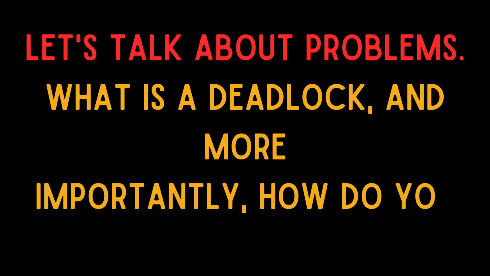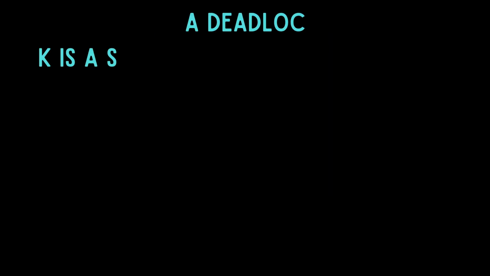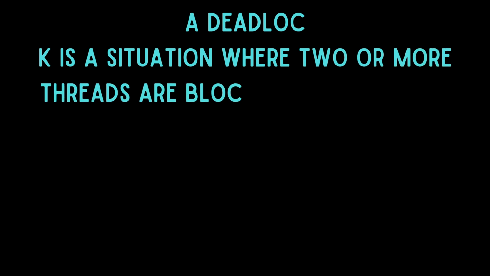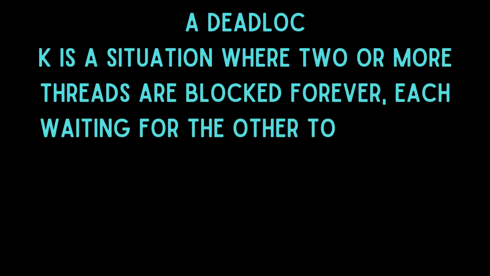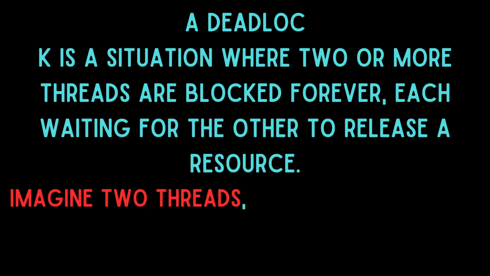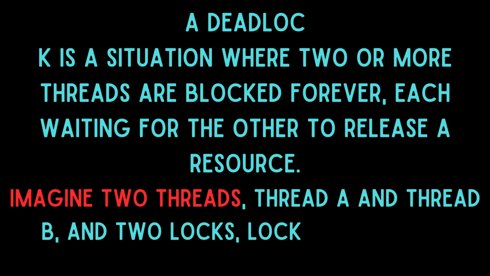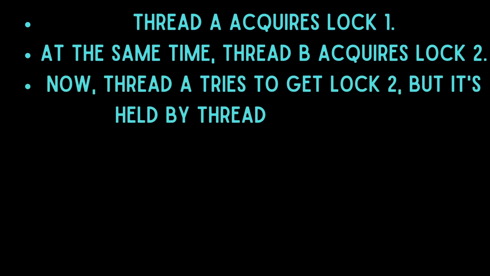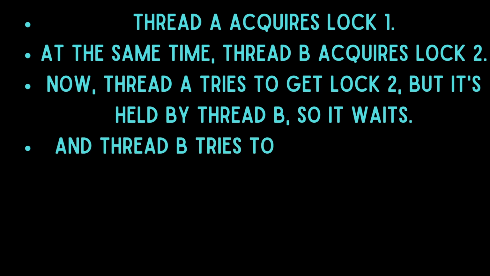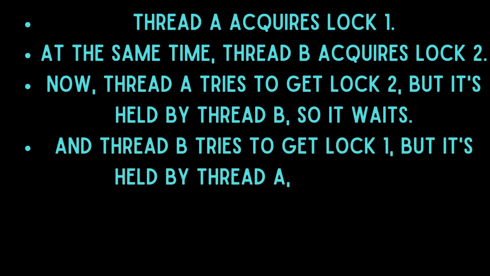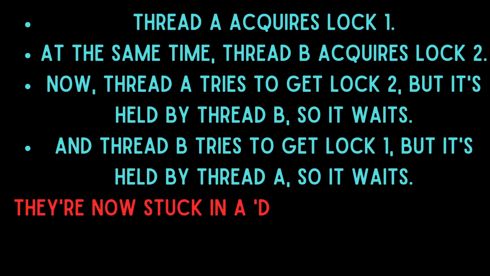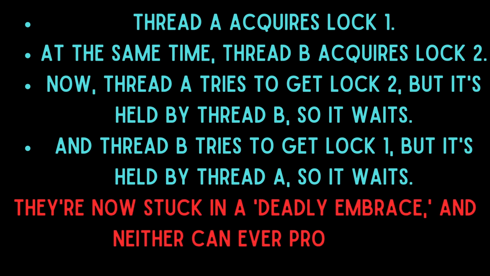Let's talk about problems. What is a deadlock? And more importantly, how do you prevent it? A deadlock is a situation where two or more threads are blocked forever, each waiting for the other to release a resource. Imagine two threads, thread A and thread B, and two locks, lock 1 and lock 2. Thread A acquires lock 1. At the same time, thread B acquires lock 2. Now, thread A tries to get lock 2, but it's held by thread B, so it waits. And thread B tries to get lock 1, but it's held by thread A, so it waits. They're now stuck in a deadly embrace, and neither can ever proceed.